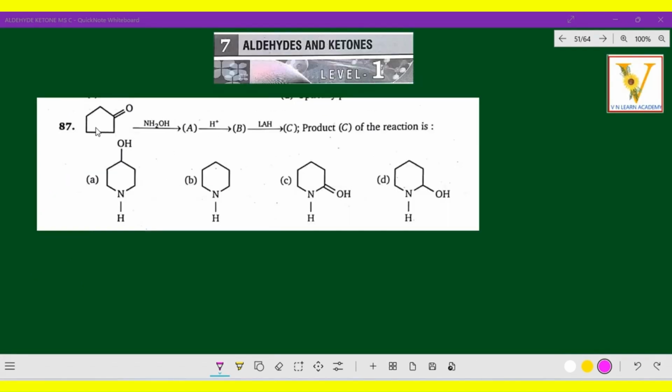The next question: pentanone combined with hydroxylamine gives product A. That combined with H plus ion gives product B. That reacted with the reducing agent, lithium aluminum hydride, gives product C. So what is the product C? This is very simple. Let us check this question.